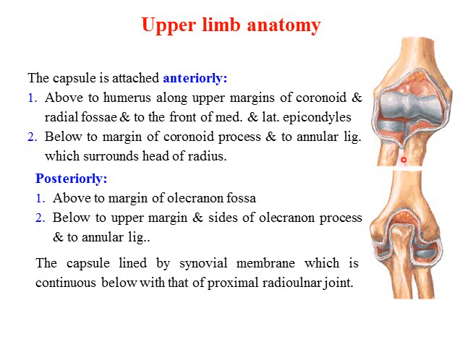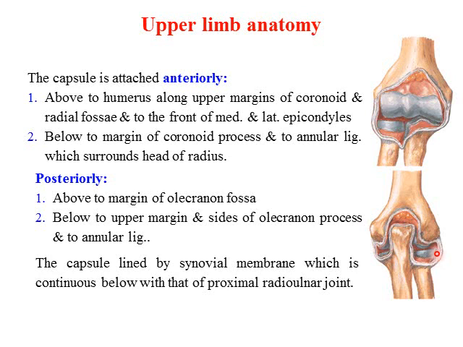While posteriorly the fibrous capsule is attached from above to the back of the lateral humeral epicondyle, margins of olecranon fossa and back of the medial humeral epicondyle, while inferiorly it is attached to the sides and upper margin of olecranon process of ulna and the upper margin of the annular ligament that surrounds the head of radius.